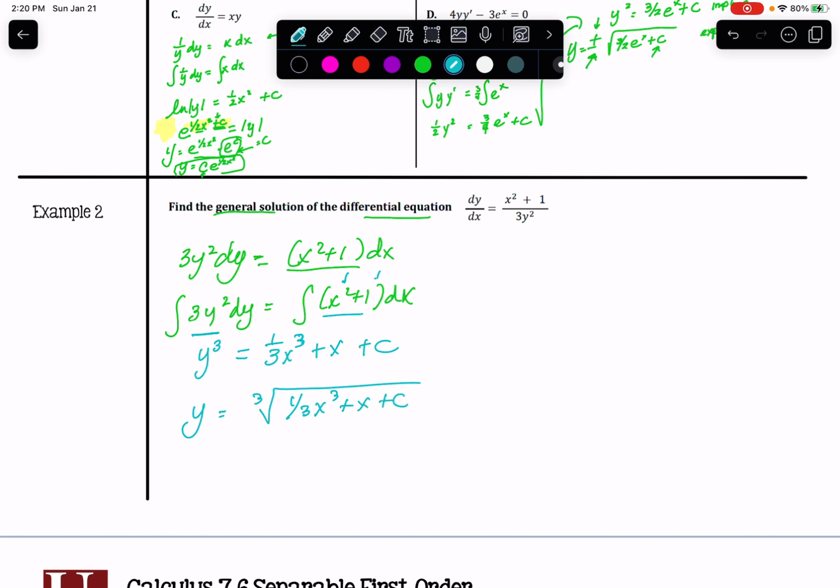Remember, the cube root doesn't need plus or minus because it just will be what it is. You can have a negative under the cube root. So that would be the answer to example 2.